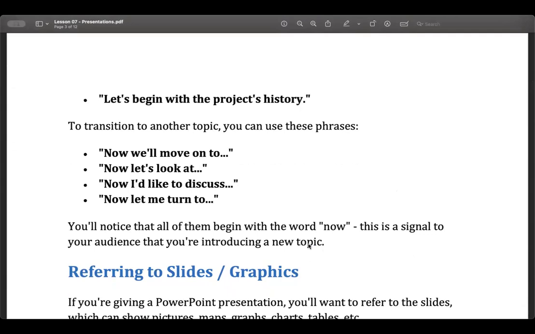And let's begin with the project's history. To transition to another topic, you can use these phrases. Now we will move on to. Now let's look at. Now I'd like to discuss. And now let me turn to. You will notice that all of them begin with the word now. This is a signal to your audience that you are introducing a new topic. Okay, good.